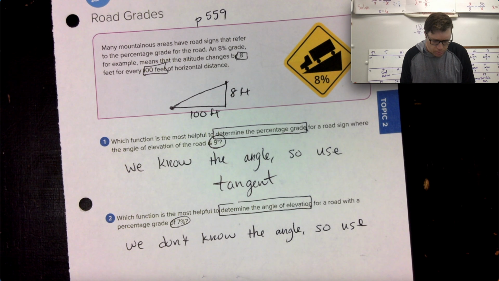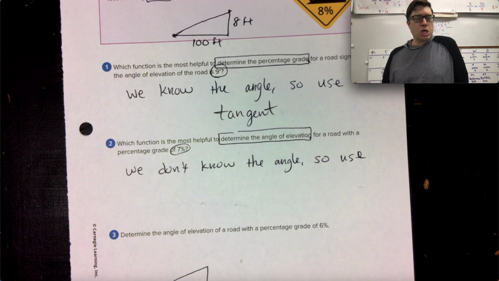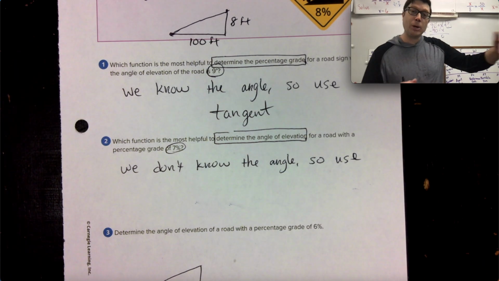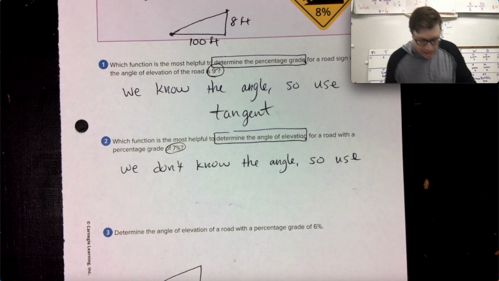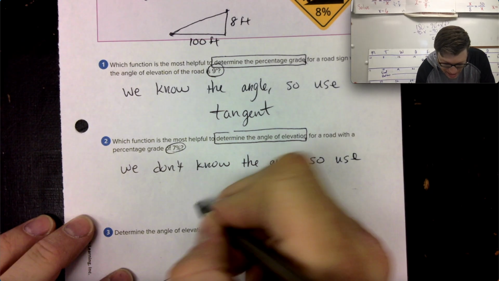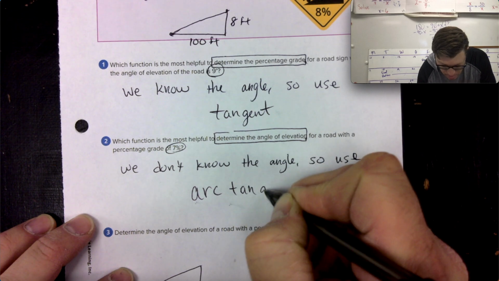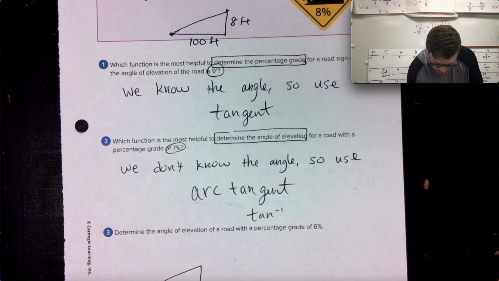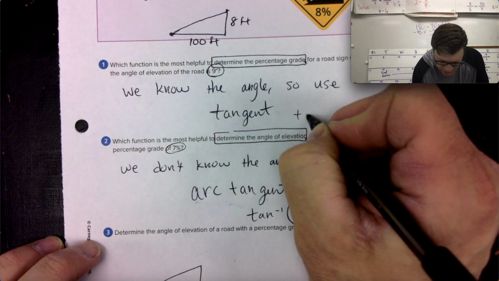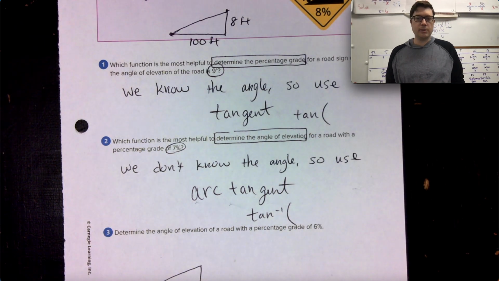How about question 2? Which function is most helpful to determine the angle of elevation for a road with a percent grade of 7%? Now, we don't know the angle. So if you don't know the angle, use arctangent, written with a little minus sign. Tangent, not written with a minus sign.